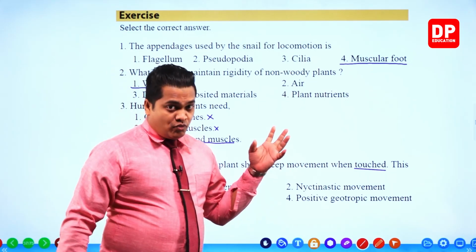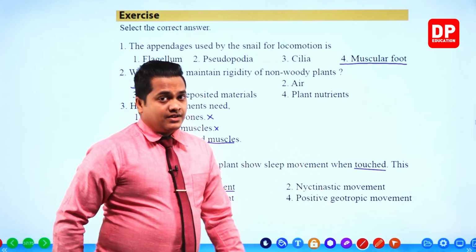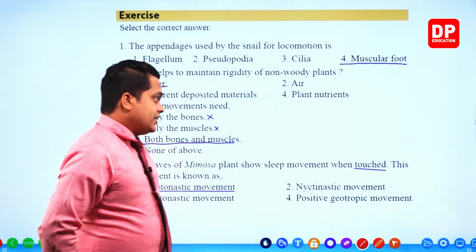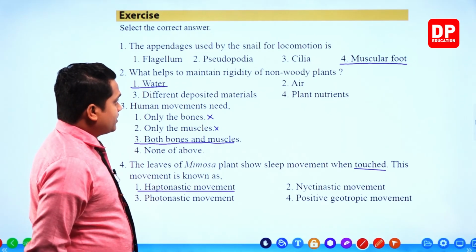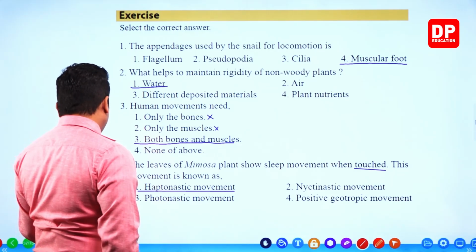So, it is a nastic movement. So, trophic movement is terribly incorrect. Okay. So, these are the answers for the first 4 questions, my dear children. So, let's head on to see the next question.